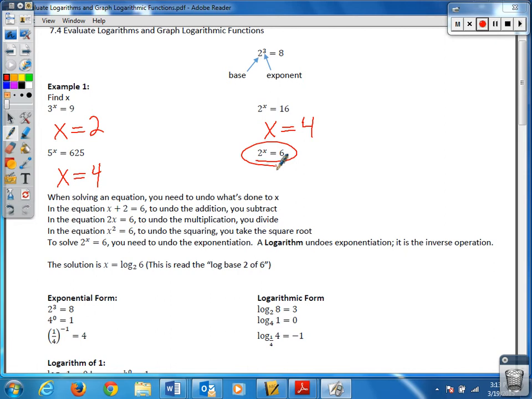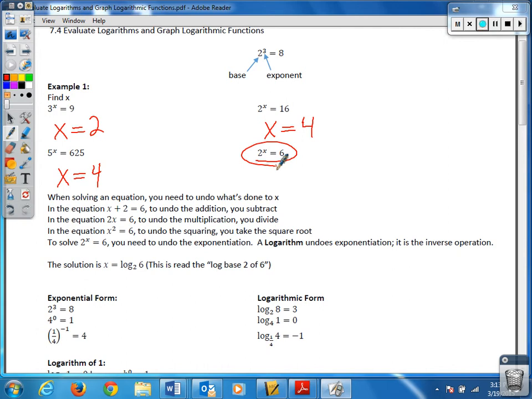So this lesson is about how to solve that equation right here, 2 to the x equals 6. So this is a function that we can use that will allow us to solve that equation for x. So if we look at the equation x plus 2 equals 6, in order to solve that, we need to subtract 2. We need to undo what's done to x. So if we add 2 to x, we need to subtract that to undo it. If we have 2 times x equals 6, we have to divide by 2 to get x by itself. If we have x squared equals 6, we need to undo that by taking the square root.